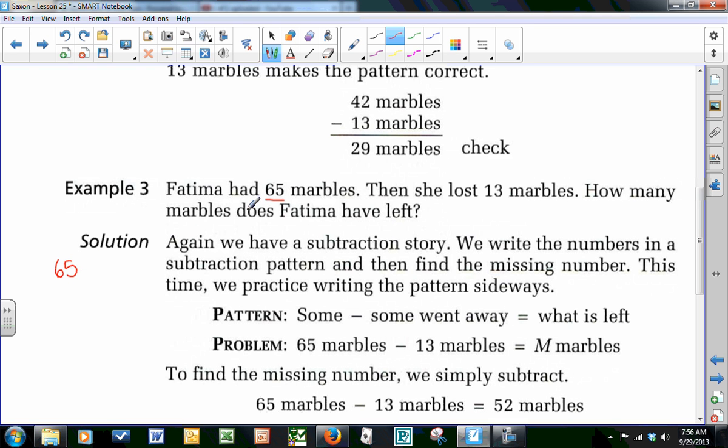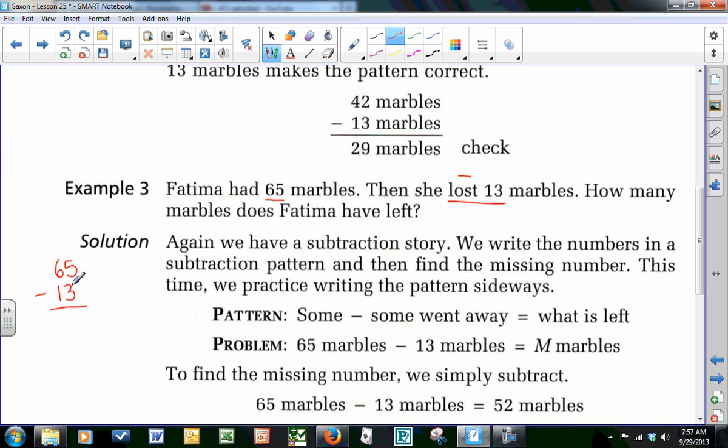That's the sum that she had, but then she lost 13. Remember, lost tells you it's going to be subtraction, and it tells us that she lost 13. It tells us that specifically. And this type of problem should look very familiar to you because that's probably the first type of subtraction problem you learned, where they give you the two numbers and you simply subtract. You find the difference. And then how many marbles does Fatima have left?